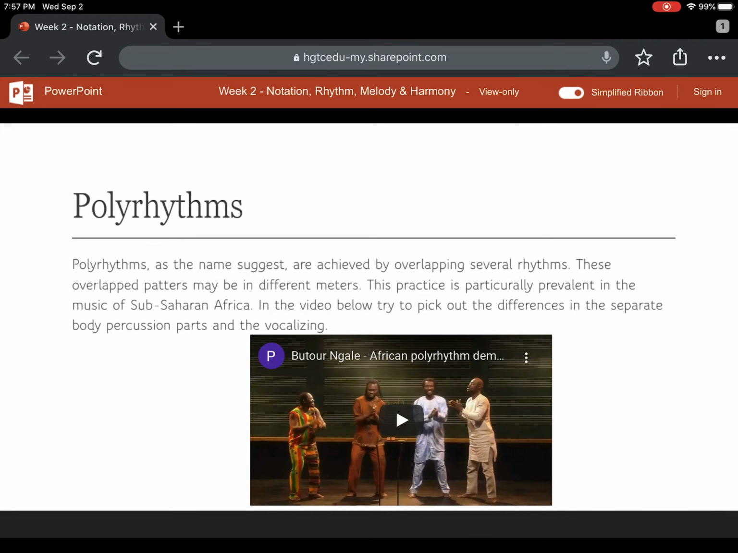They come particularly from the sub-Saharan African tradition and are very prevalent in the music there, but they exist all around the world. This is a great video using body percussion that you can watch that explains and allows you to see that polyrhythmic idea. Here you'll see at different points, these 4 guys will all be making a different rhythm that all layer over each other to create these really complex rhythmic ideas.